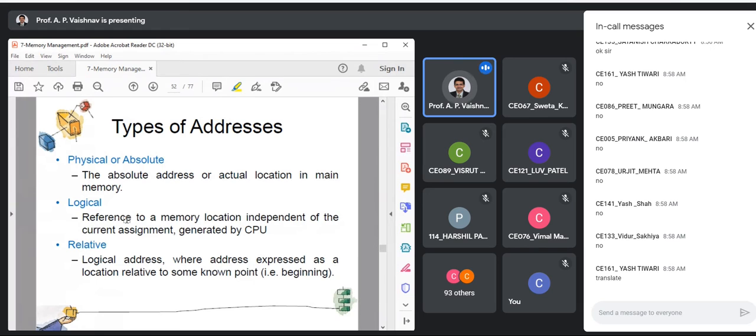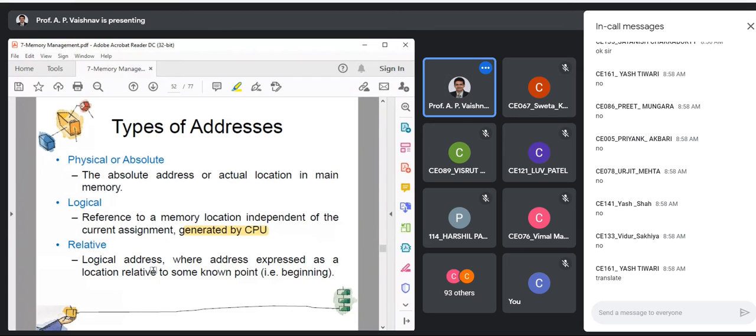Logical is a reference to a memory location independent of current assignment. That means it is such an address which is existing in concept only. But it has to be mapped to a physical address if you want to get the actual information. Second important point, who generates logical address? It is the CPU's job. Whenever a process is created, it will be created in form of logical addresses. You will not be having physical addresses. Later on at runtime, CPU hardware and OS will convert that logical address into physical address.